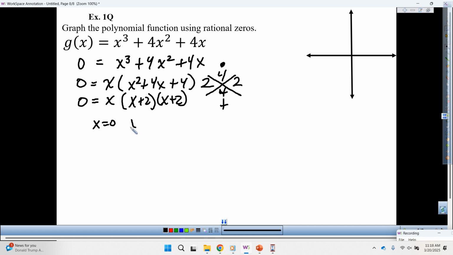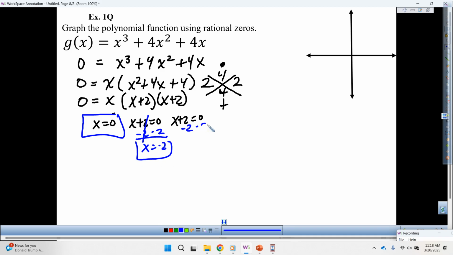x equals 0, x plus 2 equals 0, and x plus 2 equals 0. That is correct. All the factors equal to 0. This one's already solved. This one, minus 2, x equals negative 2. And I'll give you a head start for the graph. Go. All right, good head start.